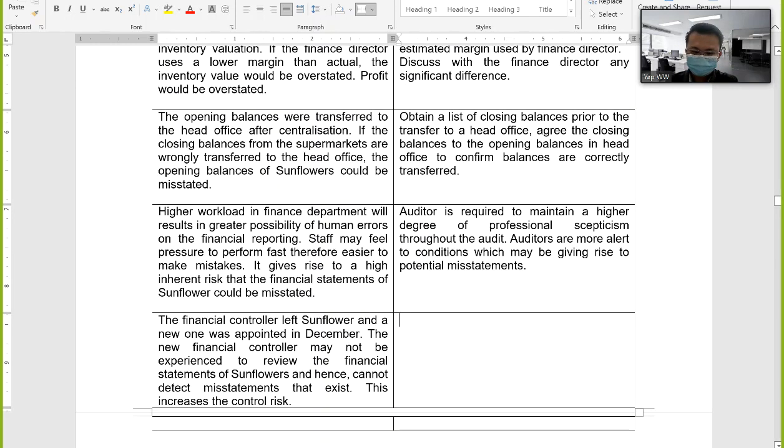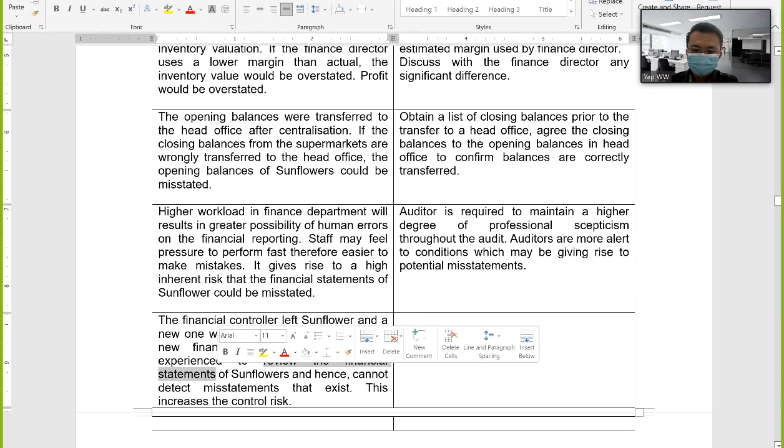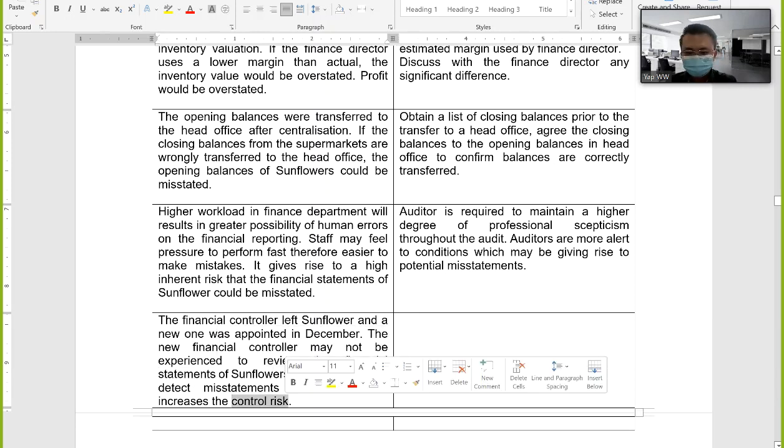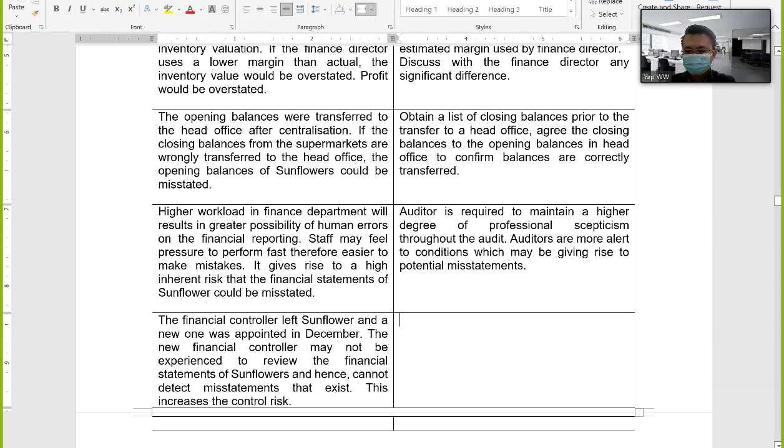Finally, it comes to the last point. The financial controller left Sunflower, and the new financial controller may not be experienced to review financial statements. So this is about control risk. Again, not specifically on one item, it's about general control risk. Remember in chapter 8, nature, timing, and extent of test of control. When you expect the control risk is higher, you have to do more tests, right? Okay, more risk, more tests, until a level where you expect the control risk is too high already. Then you don't have to do control tests.